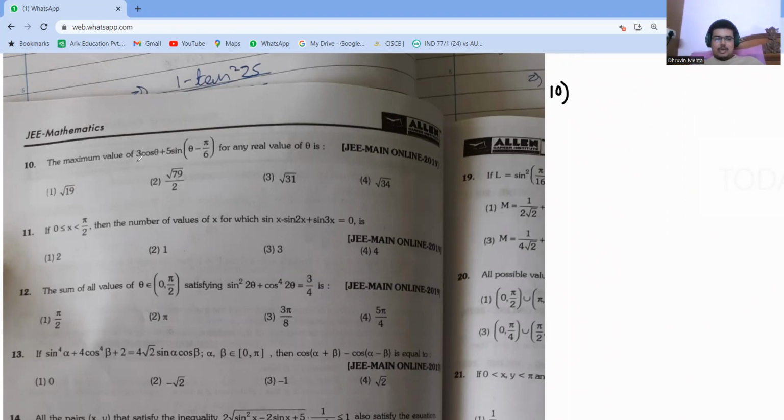Yes, Trisha, how will we go about this? We have to find the maximum value of this: 3 cos theta plus 5 sin of theta minus pi by 6, for any theta.